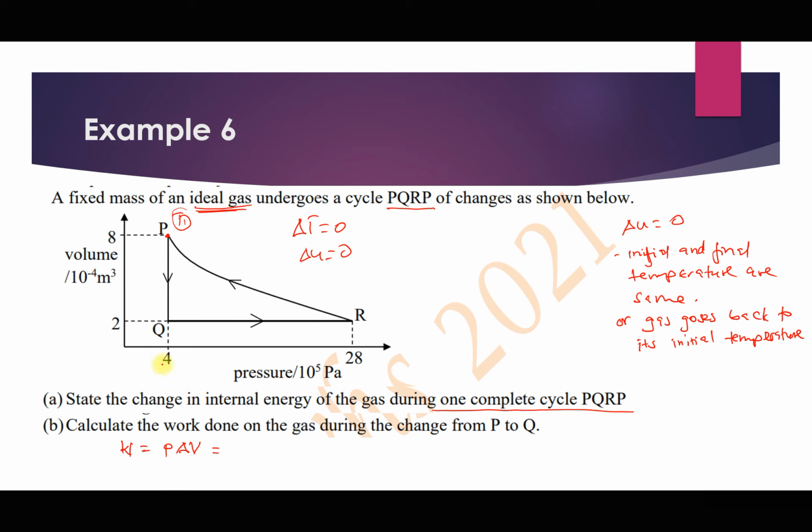The pressure is 4 times 10 to the power of 5 pascals. The volume changes from 8 times 10 to the power of minus 4 to 2 times 10 to the power of minus 4. So I'll just press my calculator. So this work done is going to be 240 joules, and this is positive. So the work from P to Q is 240 joules.